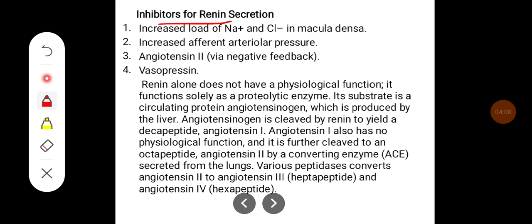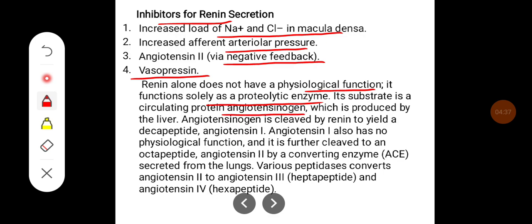Inhibitors of renin secretion. Increased load of sodium and chloride in macula densa, increased afferent arteriolar pressure, angiotensin 2 via negative feedback, and vasopressin can inhibit renin secretion. Renin alone does not have any physiological function. It functions solely as a proteolytic enzyme. Its substrate is the circulating protein angiotensinogen, which is produced in the liver.